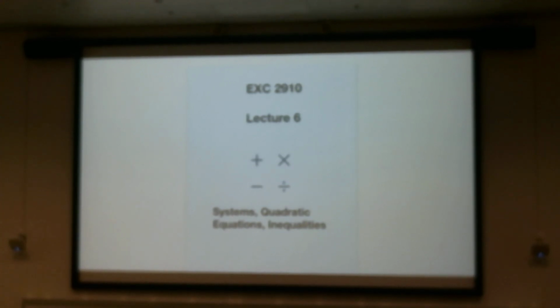Starting lecture 6. Today we will continue with systems of equations. So we're going to look into some general conclusions, such as when the system has a solution, when it doesn't, and when it has infinitely many solutions. Then we're going to move to quadratic equations.